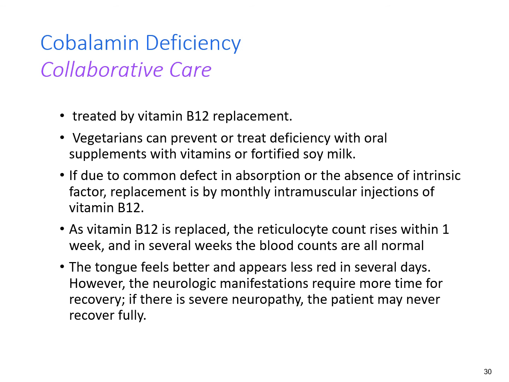In terms of collaborative care, it can be treated by vitamin B12 replacement. Vegetarians can prevent or treat deficiency with oral supplements with vitamins or fortified soy milk. If it's due to a common defect in absorption or the absence of intrinsic factor, replacement is by monthly intramuscular injections of vitamin B12, right? So you have no other way to get it, so you need to get an injection for that. And as your B12 is replaced, your reticulocyte count rises within 1 week, and in several weeks the blood counts are all normal, which is what you want.